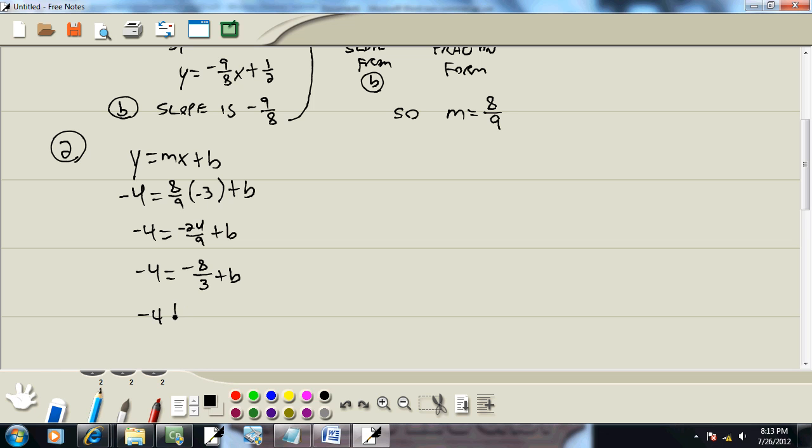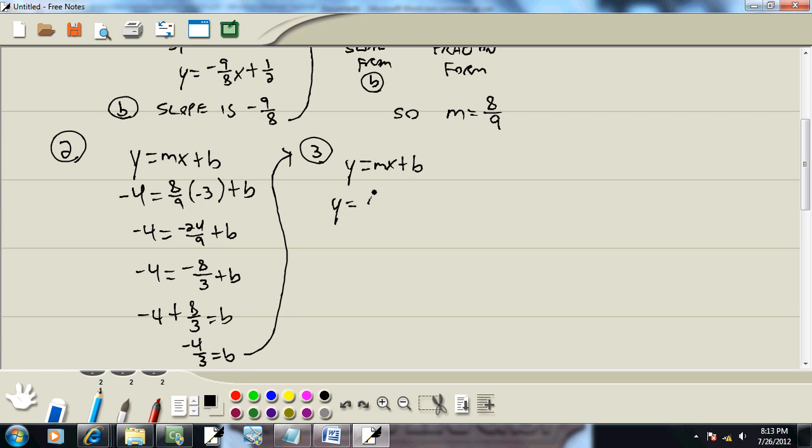Take the -8/3 to the left side, becomes a +8/3. This is a mixed number. We'll take -4 times 3, which is -12, plus 8 gives us -4/3 equals b. Let me double check that. -12, -4, yeah. Now, third step is to write our answer. Typically, writing our answer means plug in our m and b we just found. Well, we said m was 8/9, and b was -4/3.